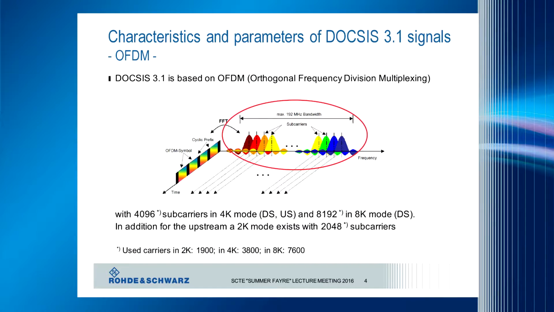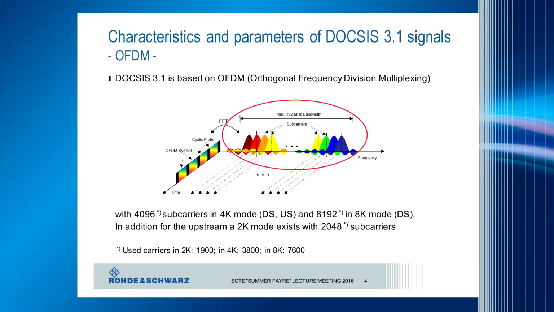If you have a look at the downstream, you can select different modes. One mode will be the 4K mode. That means we have up to 4,960 carriers which are modulated in different ways, and up to more than 8,000 carriers in the downstream. And in the upstream, one can select between roughly 2,000 carriers up to 4,000 carriers.